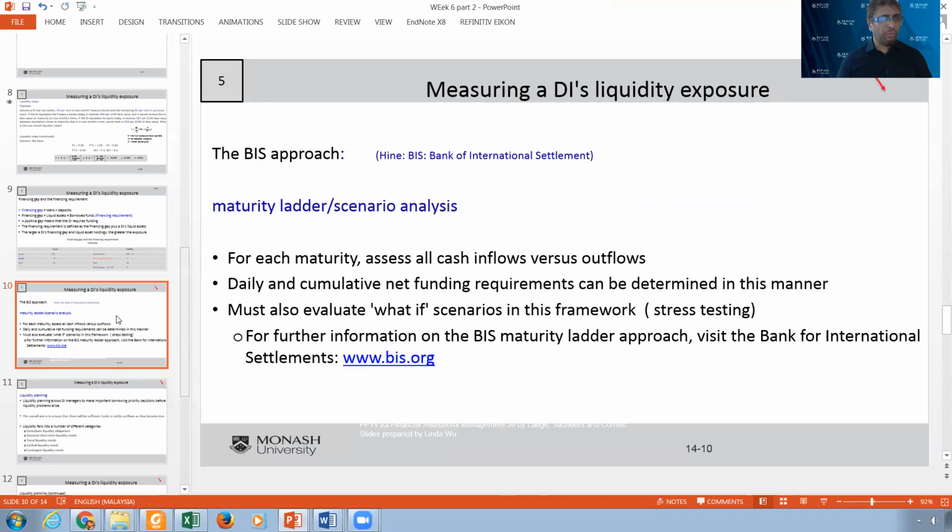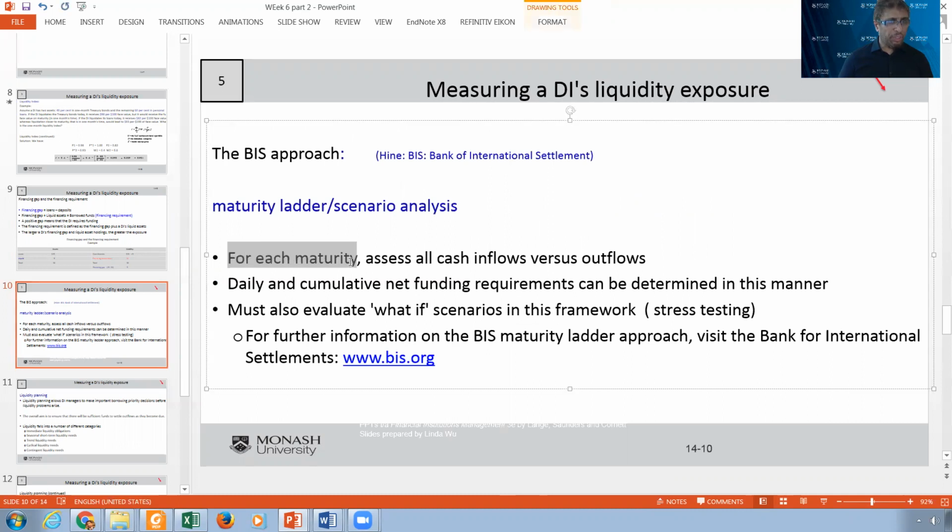Okay, let's go to this, the BIS. BIS, there is no calculation. It's a maturity ladder. So for each maturity, maybe you take 1 to 30 days, maybe you take 1 to 3 months. For each maturity, you have to assess, depends on how many maturities you have. You can have it on 1 to 3 months, 3 months to 6 months, 6 months to 1 year, 1 year to 2 years. It's up to you.